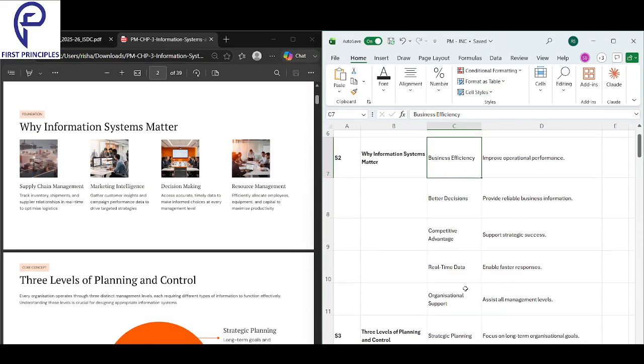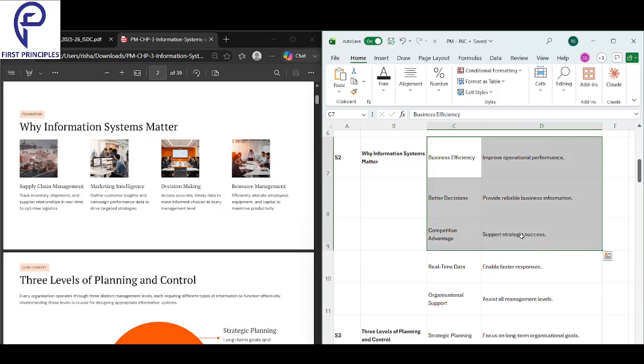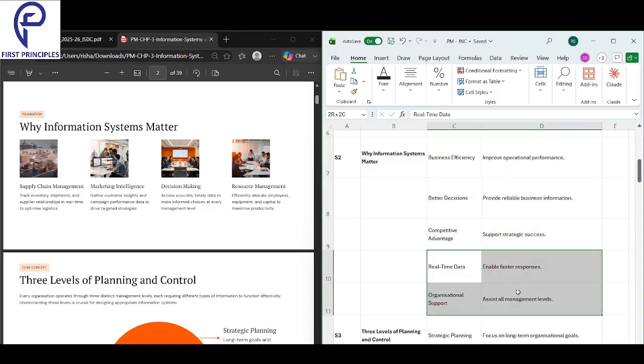Why information systems matter. Firstly, it makes the business more efficient. You make better decisions. It gives you a competitive advantage. It gives you real-time data and organizational support. Let's make sense of these three very quickly. It makes your business efficient, zero wastage, better decisions on more reliable information. You get a competitive advantage. It makes you better than other organizations, and it gives you a slight improvement in your performance, which gives you the edge. And then real-time data, things get enabled immediately, right?